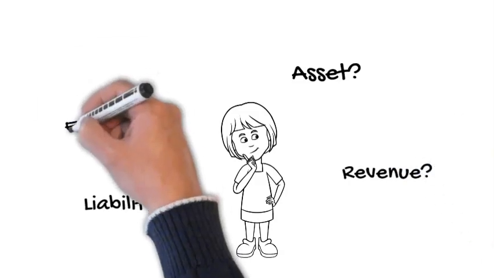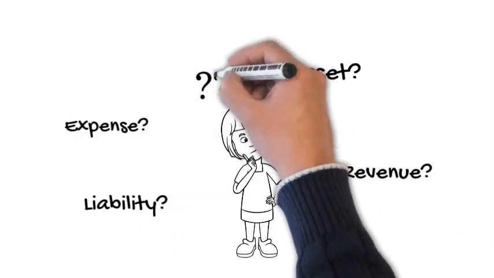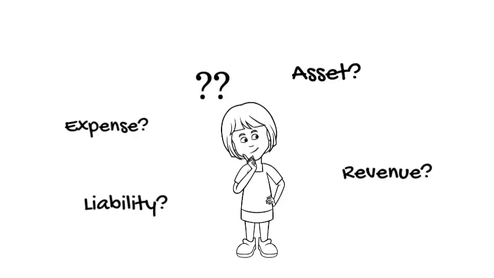For example, cash increases on the debit side and decreases on the credit side, while accounts payable, for example, increases on the credit side and decreases on the debit side. So, how do you know? Let's find out. And once you understand the concept, it becomes very simple and almost second nature.